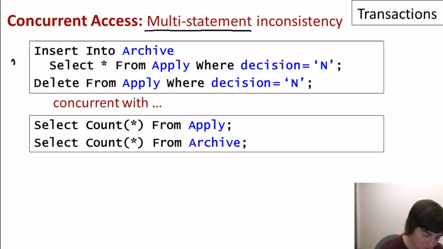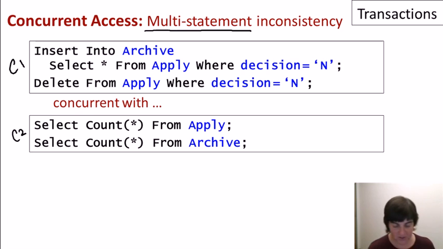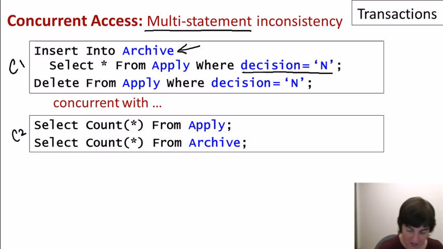So here again we have two clients. I'll label them C1 and C2 now, since the first one has two statements. So what the first client is doing is moving records from the apply table to an archive table. Specifically, it looks in the apply table for records where the decision is no, and it inserts those into an archive, and then in a second statement, and this is really the only way to do it, it deletes those tuples from the apply relation.